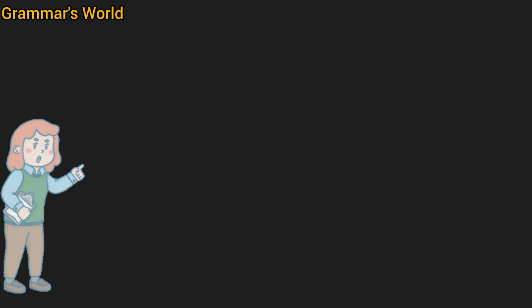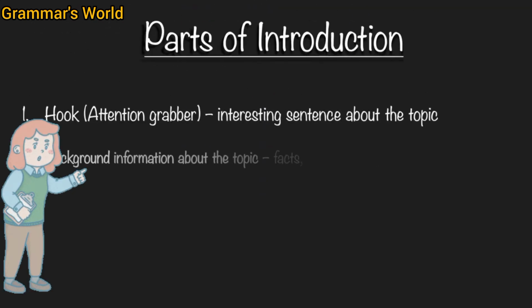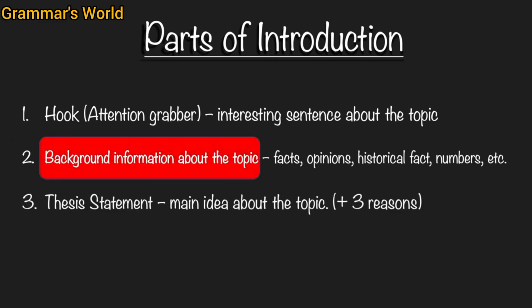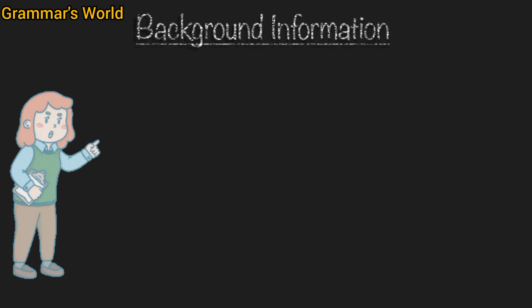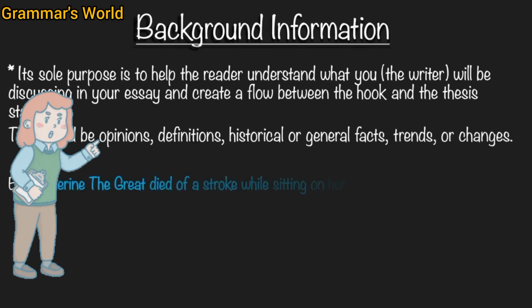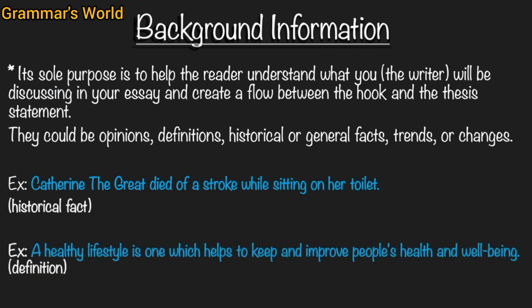The second part of the essay is background information. After the hook, provide some background information to contextualize your topic. This helps readers understand the broader context and significance of what you are discussing. Briefly touch on key concepts or historical events related to your essay subject. Its sole purpose is to help the reader understand what you, the writer, will be discussing in your essay and create a flow between the hook and the thesis statement.